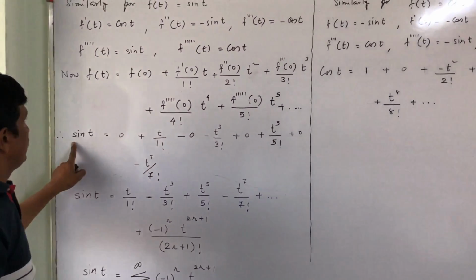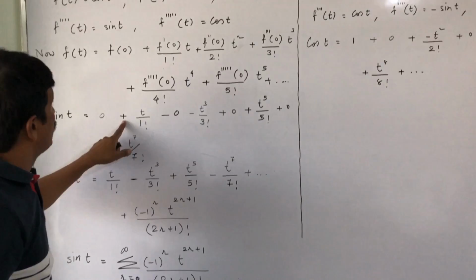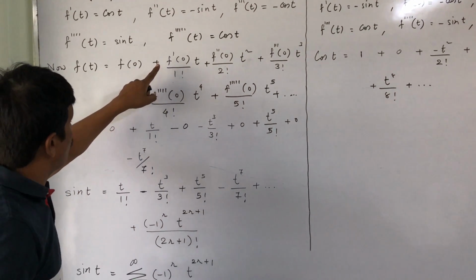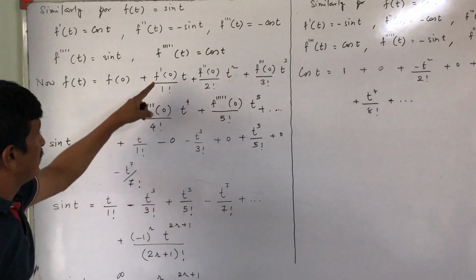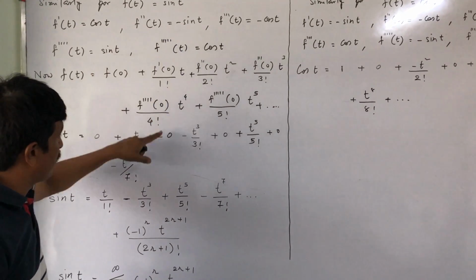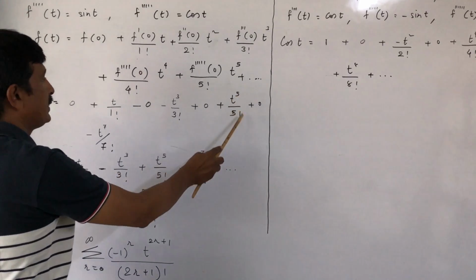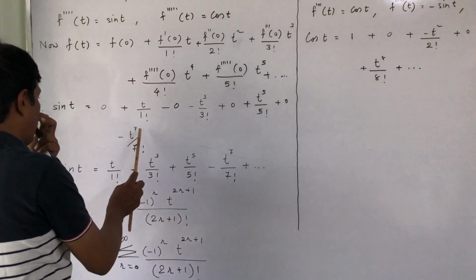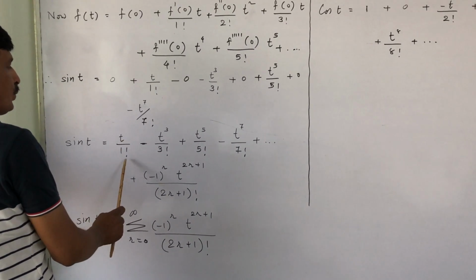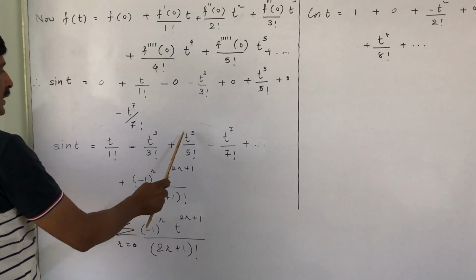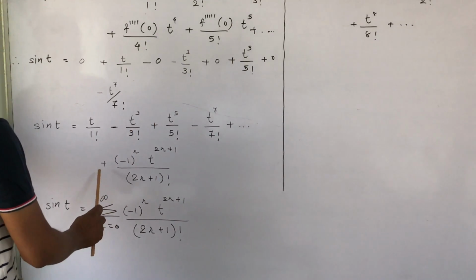So sin t equal to f of 0, sin 0 is 0, plus f dash 0, cos 0 is 1, so t upon 1 factorial. Simply using this type of formula, minus 0 minus t cube by 3 factorial plus 0 plus t raised to 5 by 5 factorial plus 0 minus t raised to 7 by 7 factorial, etc. So sin t is t by 1 factorial minus t cube by 3 factorial plus t raised to 5 by 5 factorial minus t raised to 7 by 7 factorial, plus and so on.